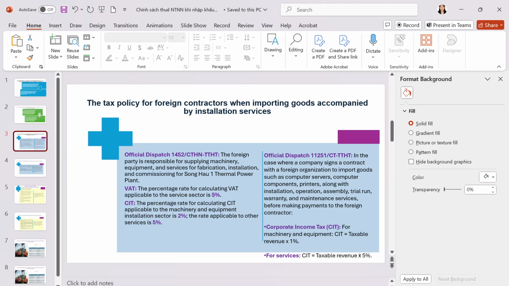So we can understand that in case the foreign supplier supplies goods attached with services, 1% will be applied to the value of imported goods, and 5% CIT will be applied to normal services. And for goods, we can understand that goods will not be subject to VAT because VAT is already paid at the importation stage.